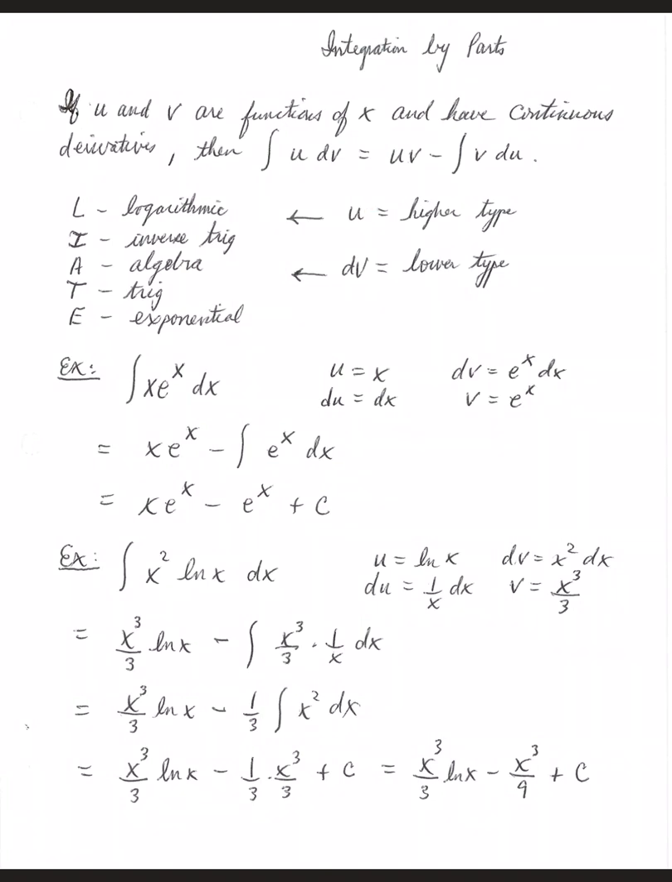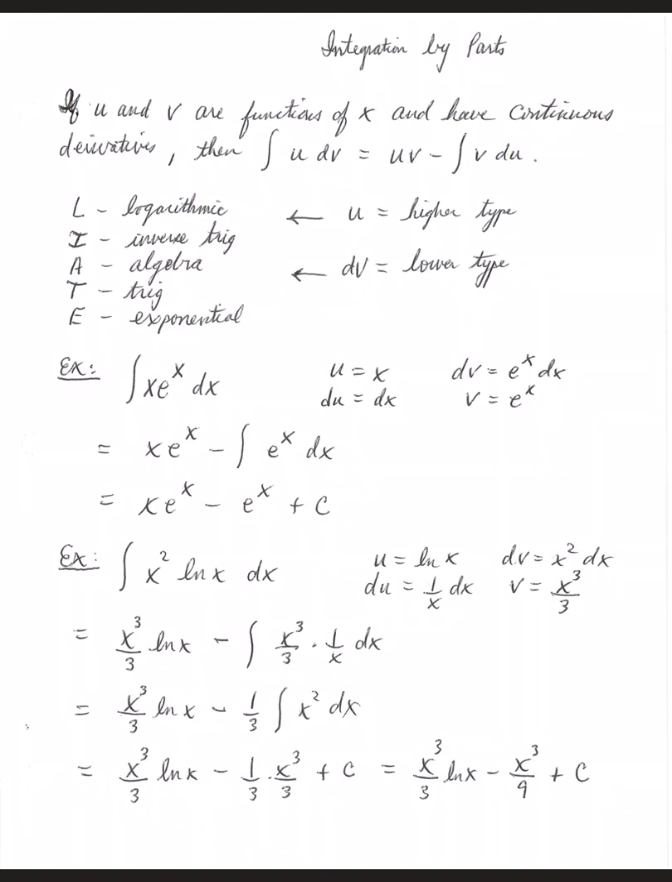So let's start with the definition. If u and v are functions of x and have continuous derivatives, then the integral of u times dv is equal to u times v minus the integral of v du.